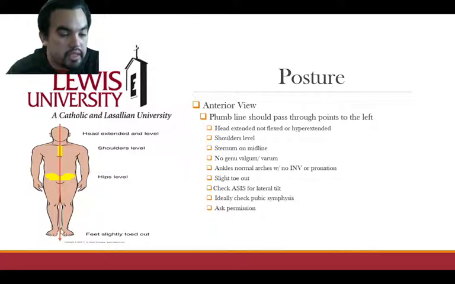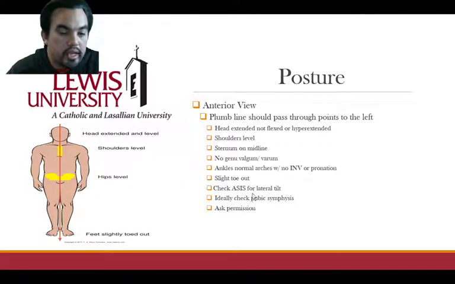Pes cavus is high arches. You want to make sure that the ankles do not invert or pronate. You want to see slightly toe out. When looking from the posterior aspect, you should see that the last two toes, the fifth and the fourth phalanges on your toes, should be visible.